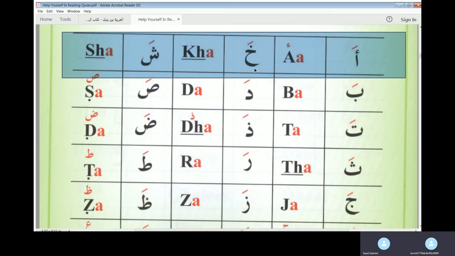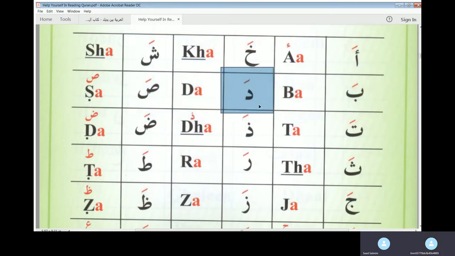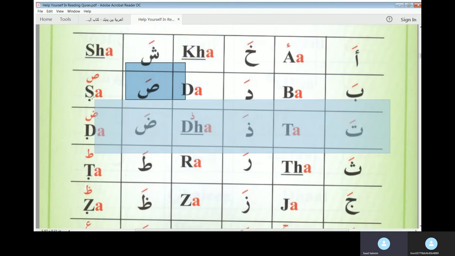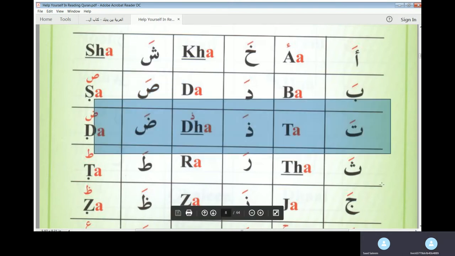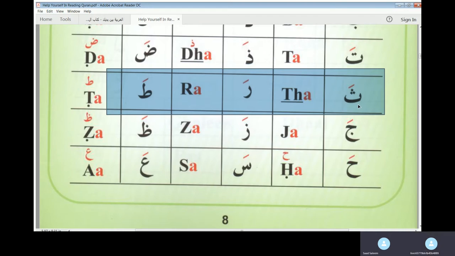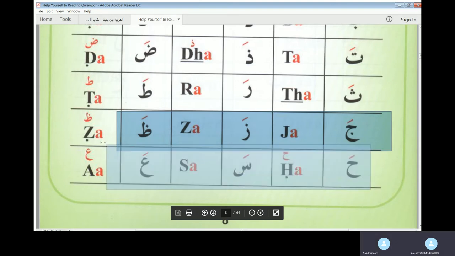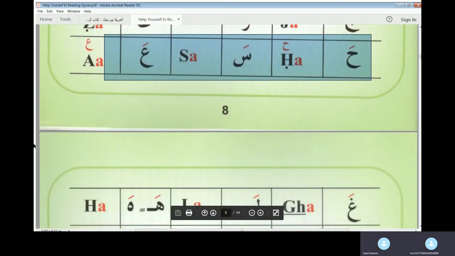A, ha, sha. Ba, ta, tha. Da, dal, fatada. It is pronounced as da, da. Te, the, da, ro, to, je, ze, zo, he, a.